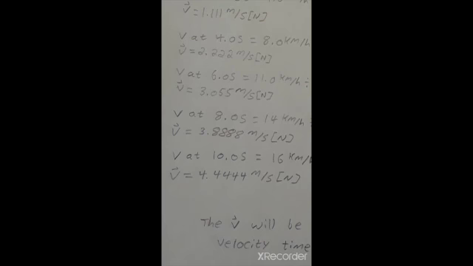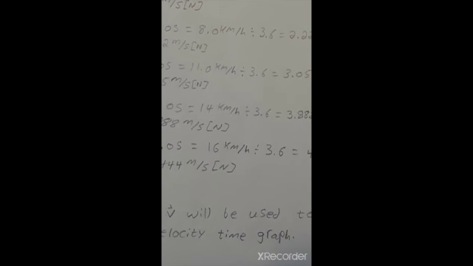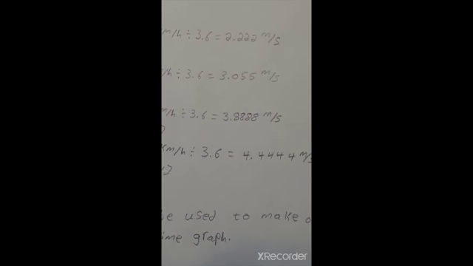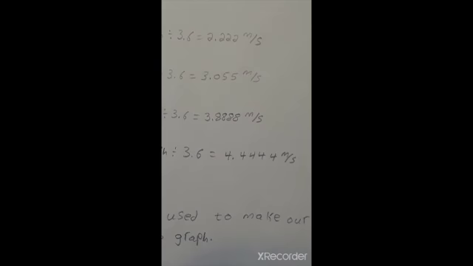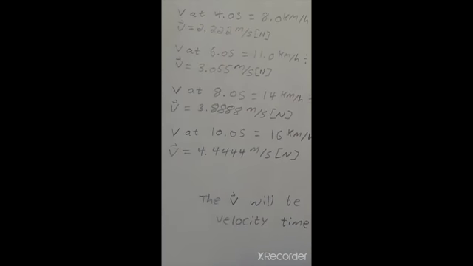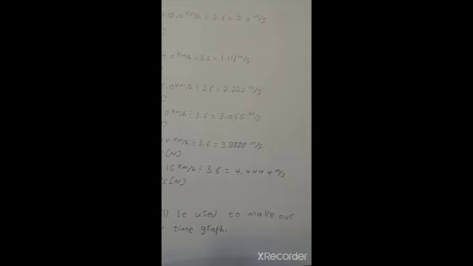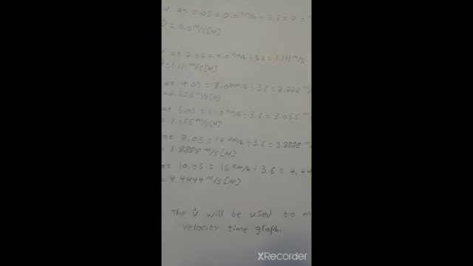And finally, our speed at 10 seconds is 16 kilometers per hour. Divided by 3.6 is equal to 4.4444 meters per second. So our velocity is equal to 4.4444 meters per second north. The velocity will be used to make our velocity time graph for accelerated motion.